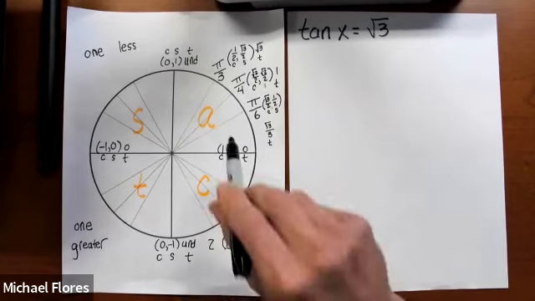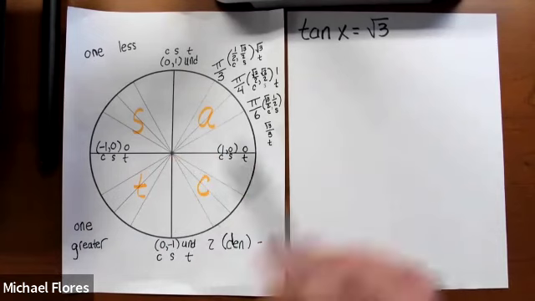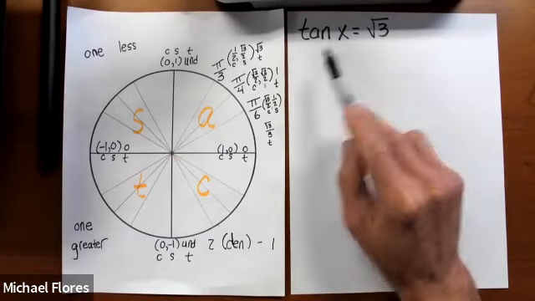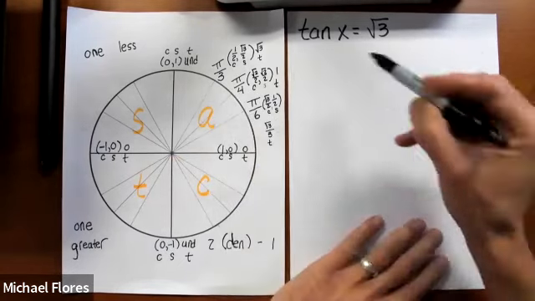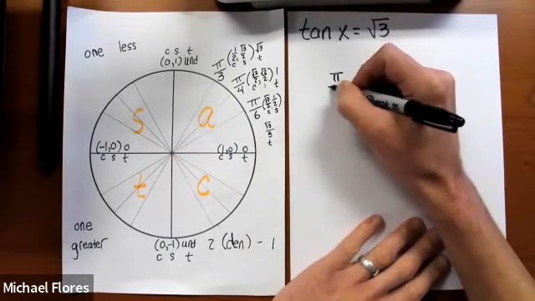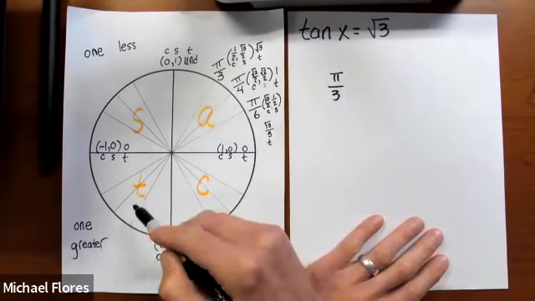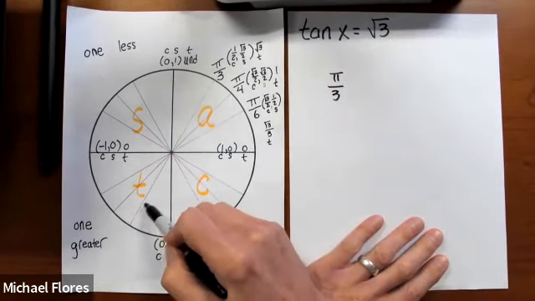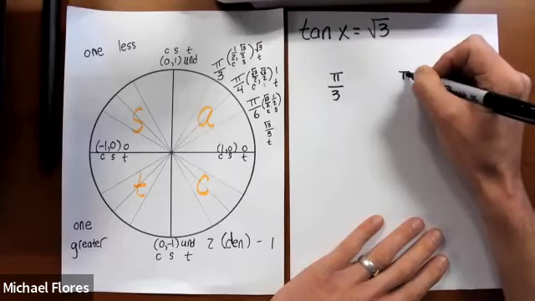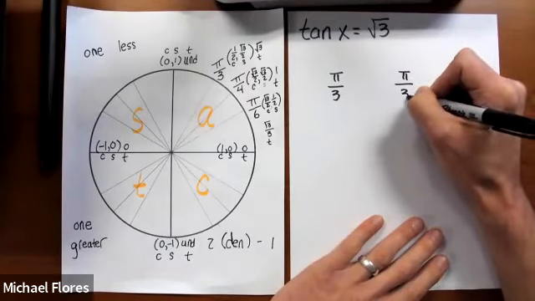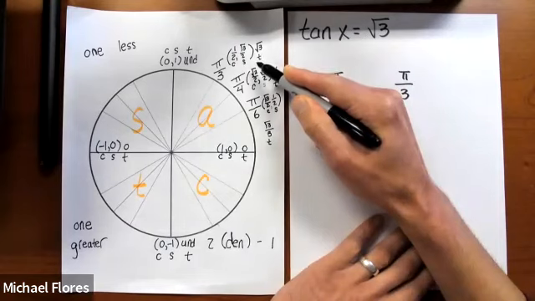So we're trying to figure out where in the unit circle we have a tangent of positive root 3. Well, that's going to occur in quadrant 1 at pi over 3 radians. It's also going to occur over here in quadrant 3, where the only thing that's positive is tangent. Now we know a tangent of root 3 belongs to the pi over 3 family.